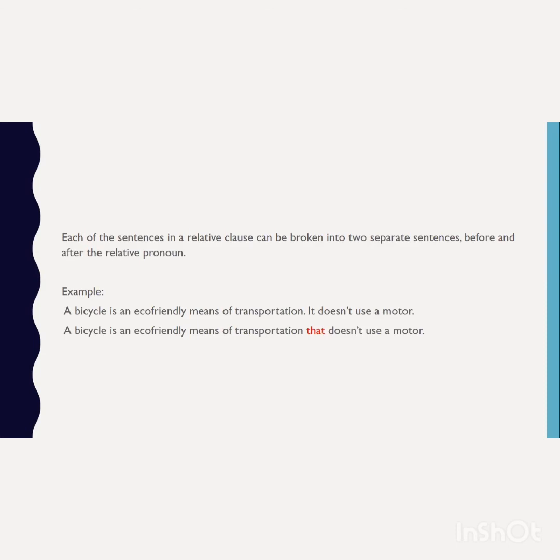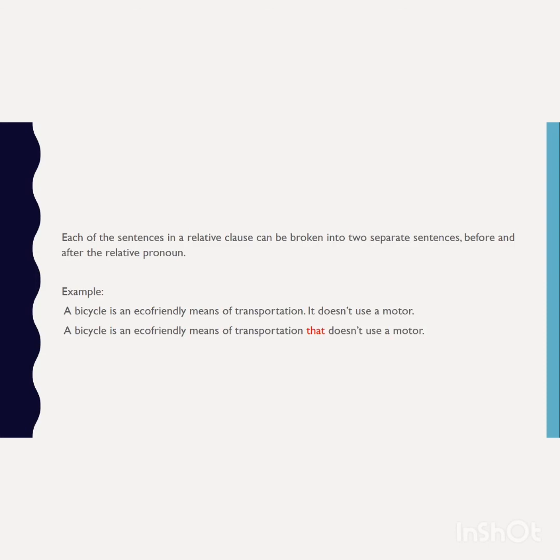So let us look at this example. A bicycle is an eco-friendly means of transportation. It does not use any motor. These are two sentences, right? But whenever we include the relative pronoun, we make it one sentence. It is separated by the relative pronoun because after the relative pronoun, we simply give additional information about the first part of the sentence.